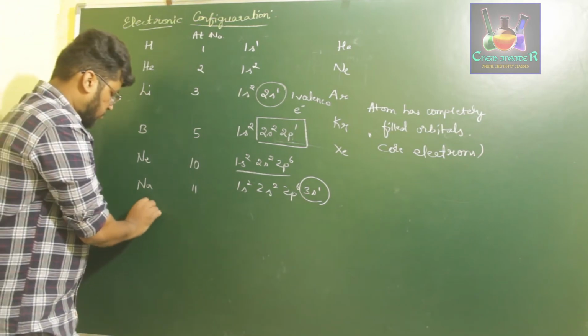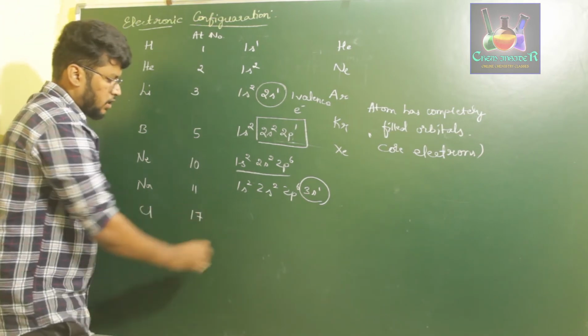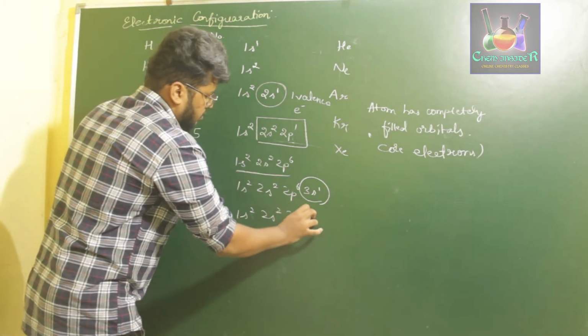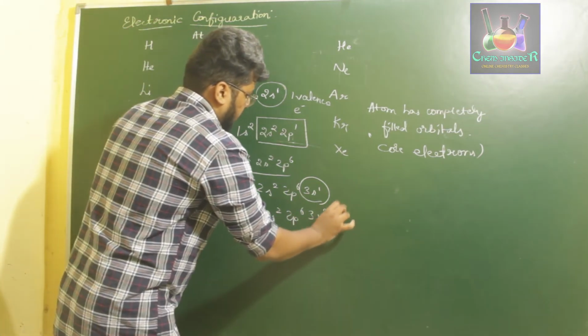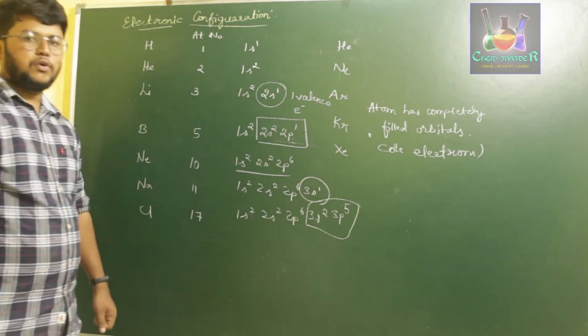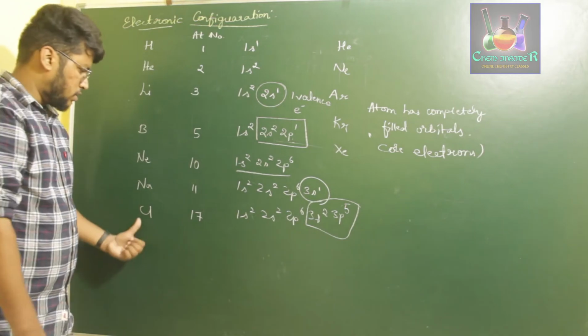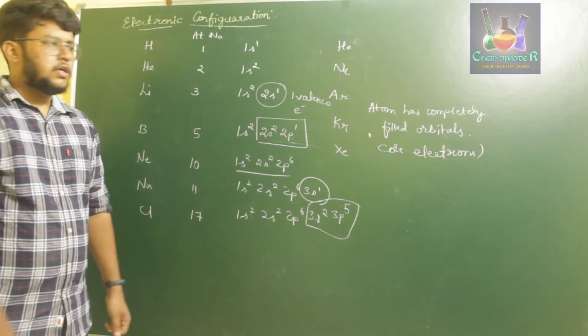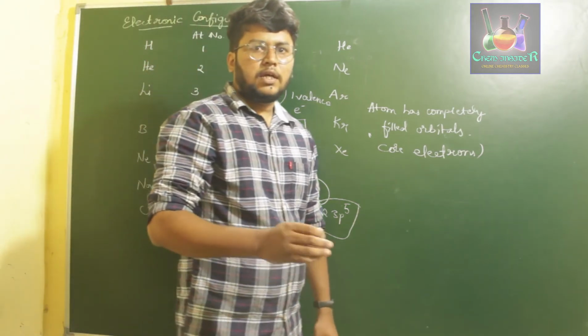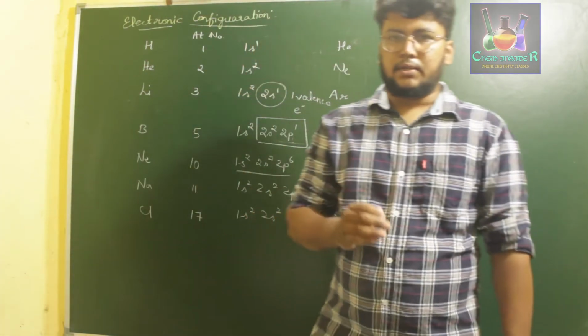Similarly, consider chlorine, atomic number 17. It has 1s2, 2s2, 2p6, 3s2, 3p5. So the valence shell has 7 electrons, and therefore the total number of valence electrons in chlorine is 7. Similarly, the valence electrons of a given atom correspond to its group.